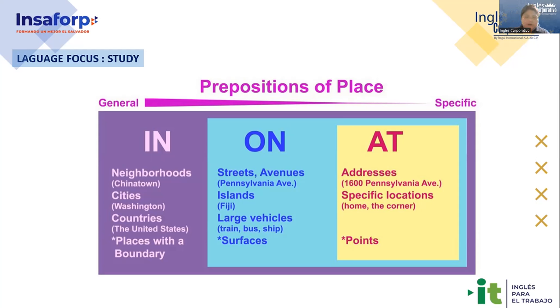So now let's continue with the next category. Countries. Countries, the United States, right? El Salvador, Guatemala, Nicaragua, Panama. Can you mention any other country? Spain. Colombia. Mexico. Japan. Okay. Belize.